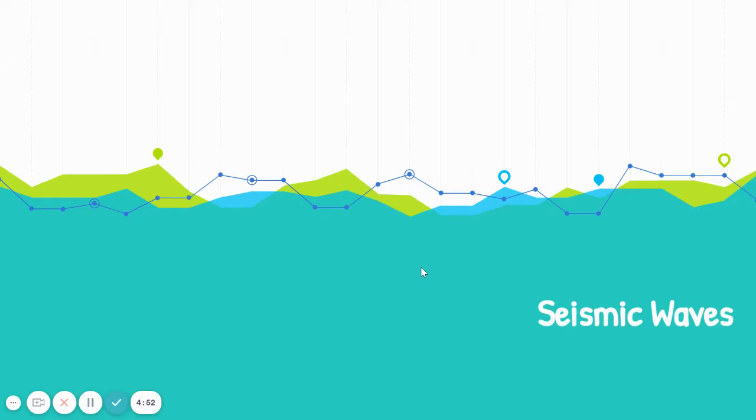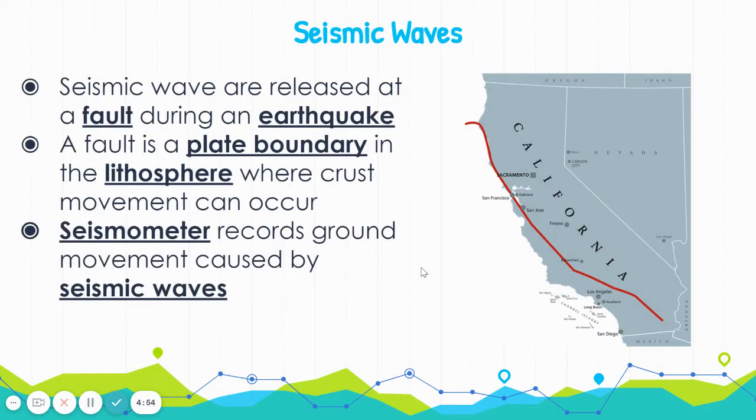And let's talk a little bit about seismic waves. Seismic waves are released at a fault line during an earthquake. A fault is a plate boundary in the lithosphere where crust movement can occur. A seismometer is an instrument used to record ground movement caused by these seismic waves. One big fault line that you may be familiar with is the San Andreas Fault, which is in California. It runs directly through San Francisco and then out into the Southern California desert.